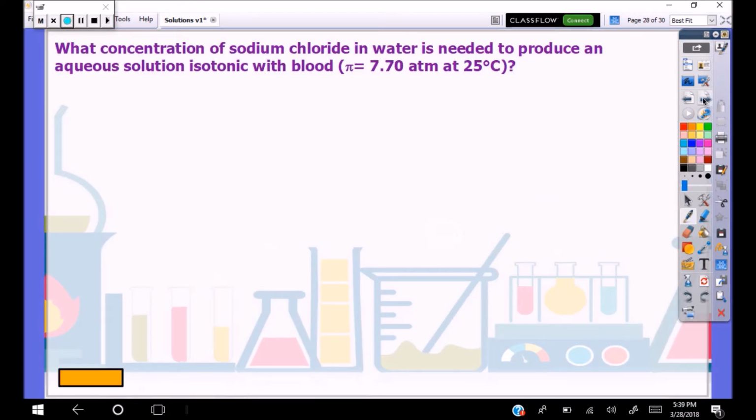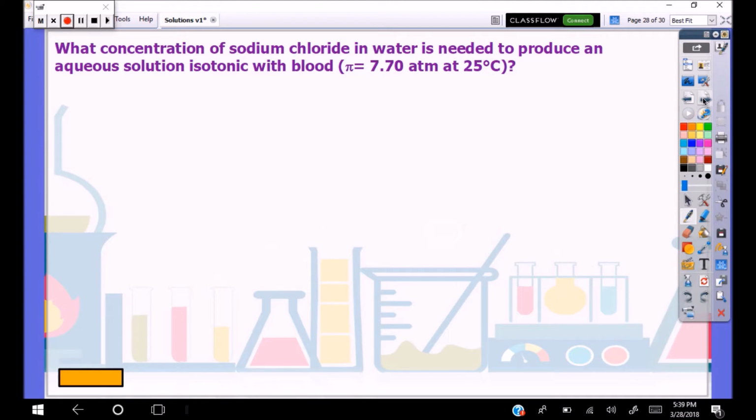All right, another good biological application. What concentration of sodium chloride in water is needed to produce an aqueous solution isotonic with blood? And they give you the pi, the osmotic pressure of your solution. Of course, blood, so it's going to be at relatively high pressure. So we've got 7.70 atmospheres. All right, and we want to figure out our concentration.